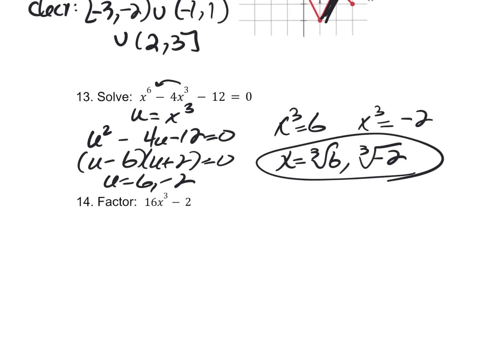Finally, the last one, number 14, just says factor. Always start with GCF. I'm going to take a 2 out first, which leaves me 8x cubed minus 1.